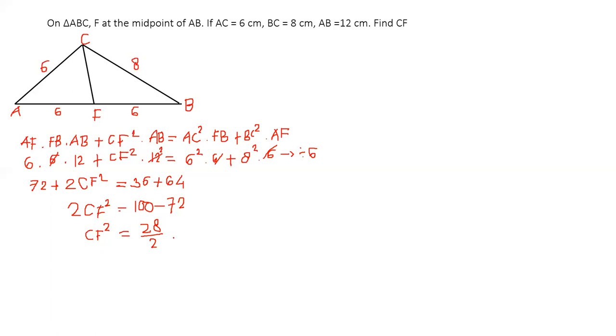So CF squared equals 14, and the unit is centimeters. Okay, so CF equals the square root of 14 centimeters. I think it's very simple.